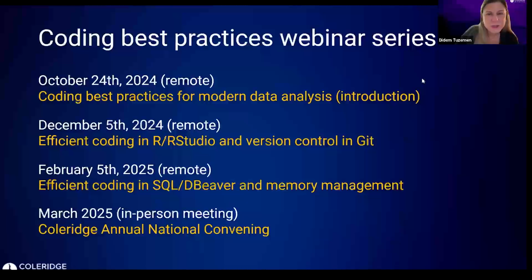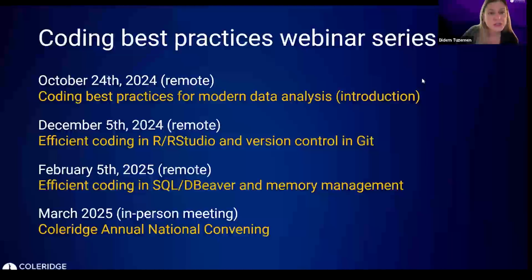Stay tuned because we have 2 more webinars scheduled. One is on December 5th, Efficient Coding in R Studio and Version Control in Git. And on February 5th, we have Efficient Coding in SQL, dbeaver, and Memory Management. I'll give you a little bit more information about these at the end of the webinar today.